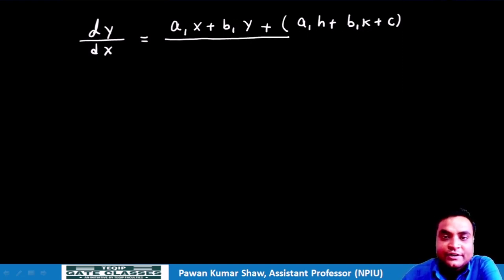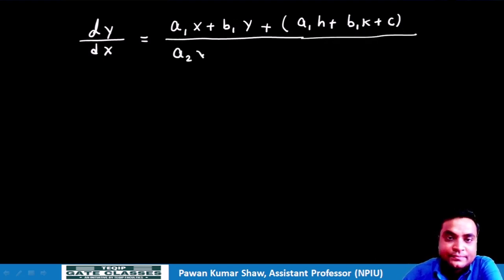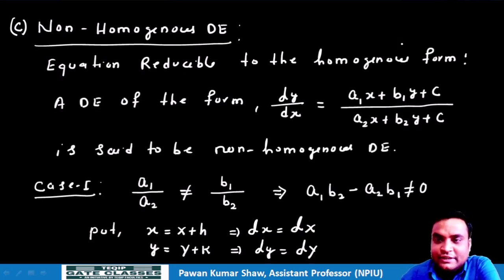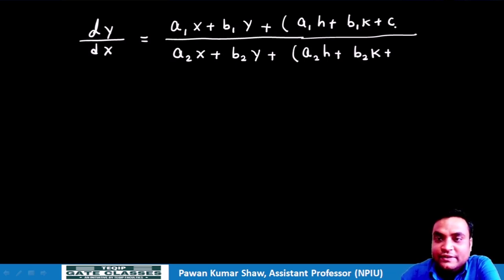Similarly in the denominator, what will we get? a2X plus b2Y plus a2h plus b2k. Here I am using the same c in both, but please note that you can write c1 and c2 so that these two will be different.